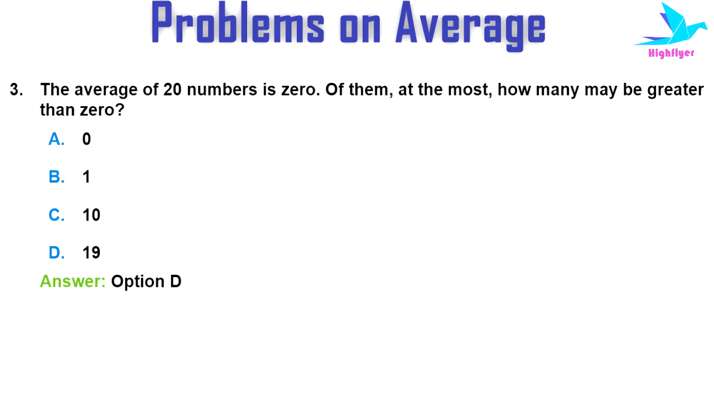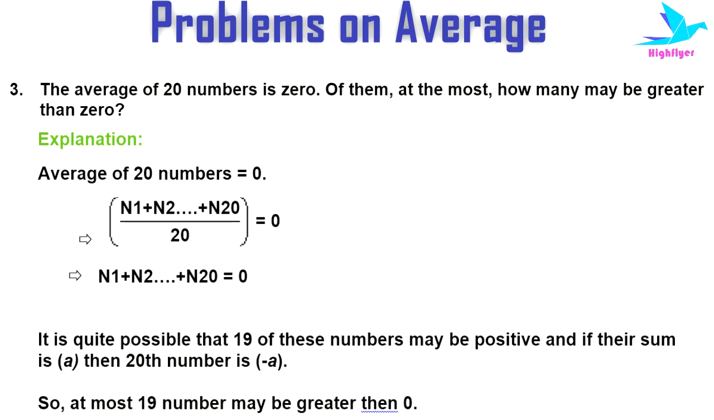Let's see the explanation. Now it's given that the average of 20 numbers is 0. That means n1 plus n2 dot dot dot plus n20 by 20 will be equal to 0. That means n1 plus n2 till n20 will be equal to 0. So from this equation, it's quite possible that 19 of these numbers may be positive. And if their sum is a, then the 20th number might be minus a, which will give the resultant as 0. So at most 19 numbers may be greater than 0.